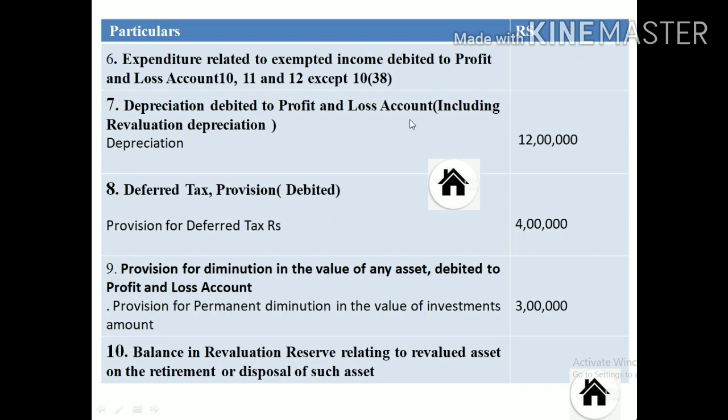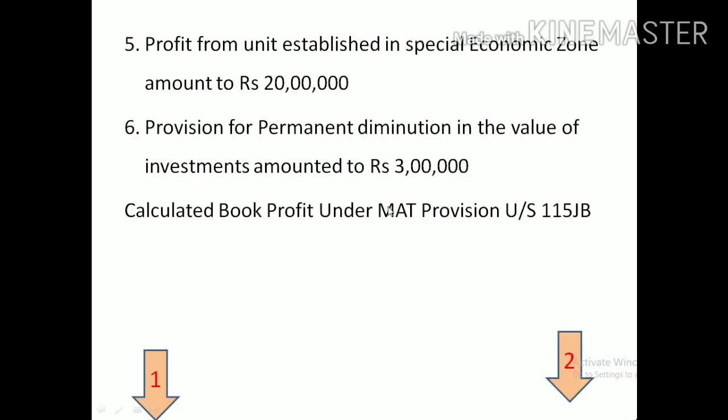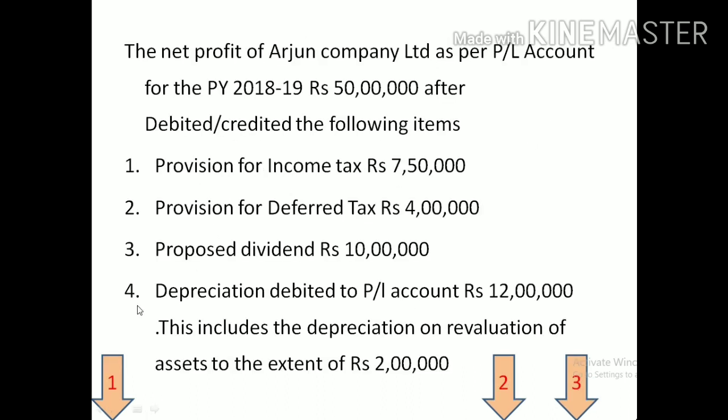Next one, depreciation debited to the profit and loss account including depreciation on revaluation. So observe the problem here, they gave depreciation debited to the profit and loss account rupees 12 lakh. Okay, this 12 lakh includes the depreciation on revaluation of 2 lakh. So that is already included, so directly we will take 12 lakh. Okay, in the absence of the words includes the depreciation on revaluation, in that situation also you should think that this amount includes depreciation on revaluation. Okay, done.